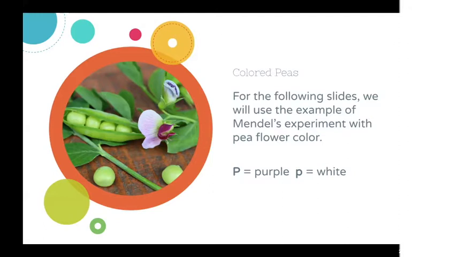So let's talk about alleles. For the following slides, we will use the example of Mendel's experiment with pea flower color. And the letters that will stand for these alleles are capital P for purple flower and lowercase p for white flower petals.